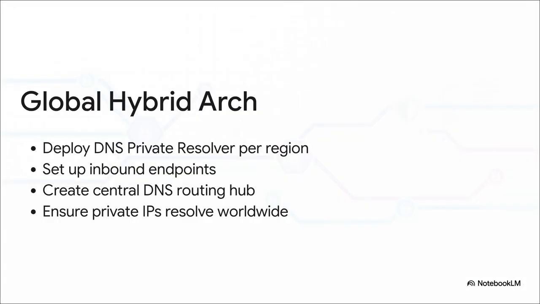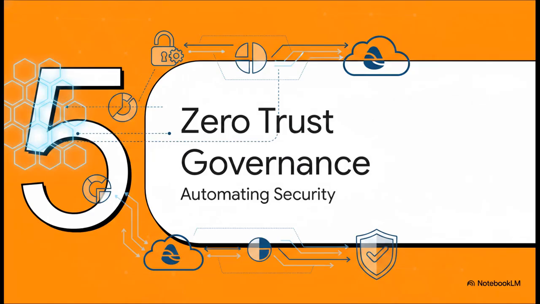To actually build out that global hybrid architecture, you deploy an Azure DNS private resolver in each region. Then you set up inbound endpoints. This part is vital for your on-premises data centers because they use conditional forwarding to point to these endpoints, which allows your on-prem servers to smoothly resolve Azure internal names. You're basically creating a single central hub for DNS routing, which ensures that your private IPs resolve consistently all over the world.